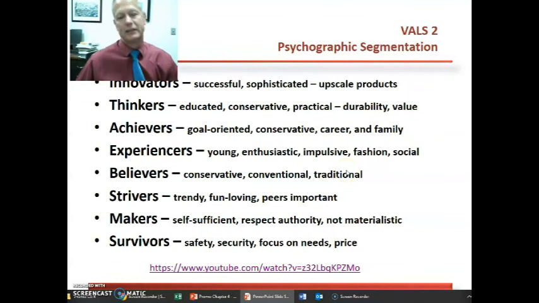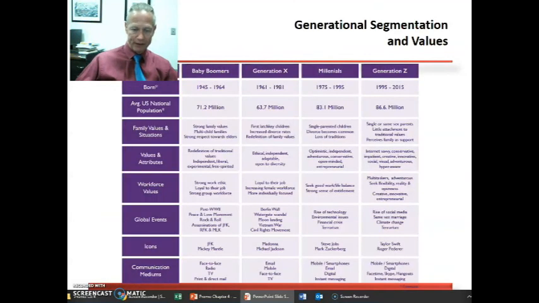Okay, I apologize that the audio was so low on that video, but I think it's really important that you understand the VALS framework. You have in front of you the eight different categories and a description of each one of the categories. So that will suffice, but that is really a good video if you're talking about the VALS framework.